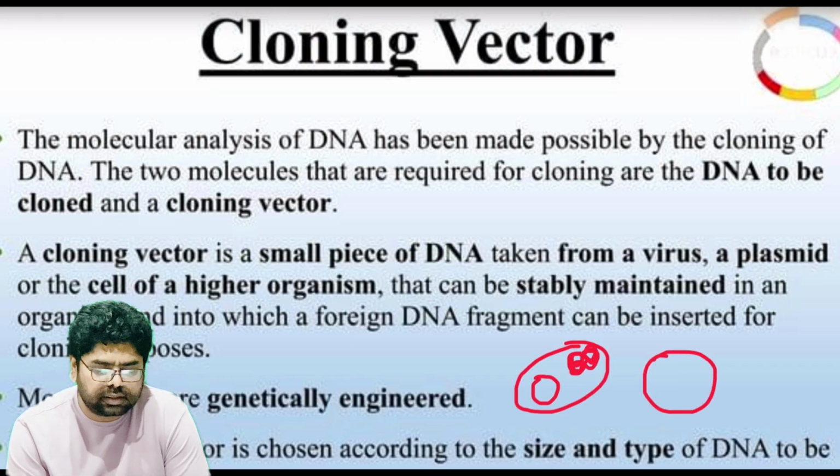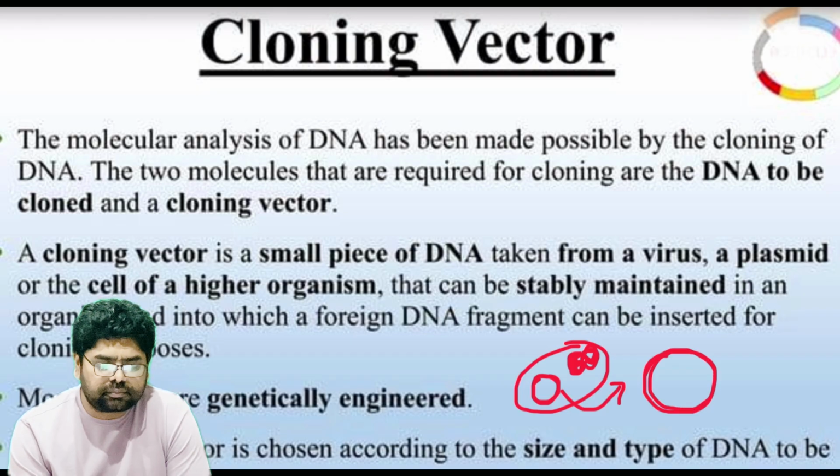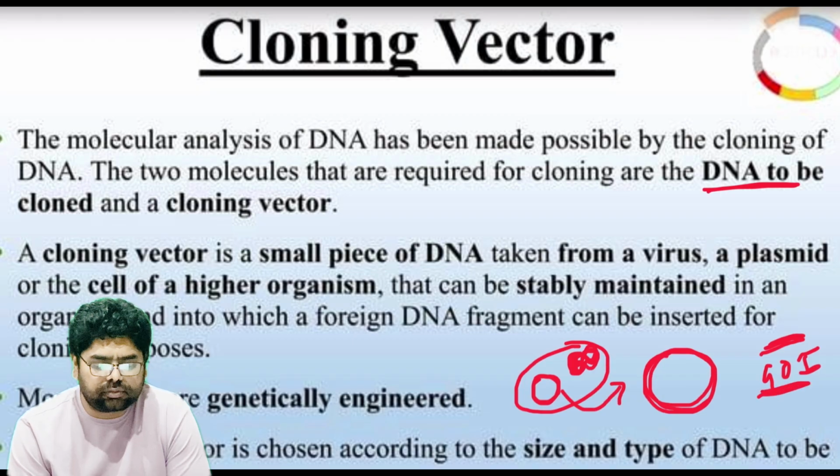So suppose this is your vector. A vector is generally circular in shape and it is present inside the bacteria. So bacteria contains a plasmid and it has its own chromosome. So this circular piece of DNA is called a vector, and this vector is basically used in cloning, and that's why we need a vector along with a gene of interest. So this is found mainly in the bacteria.